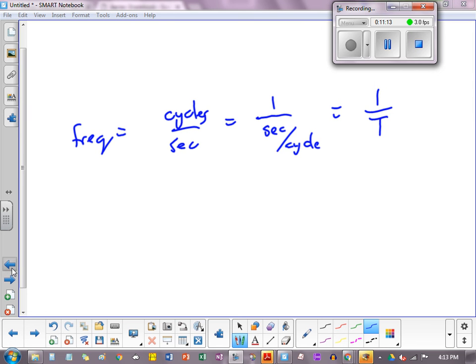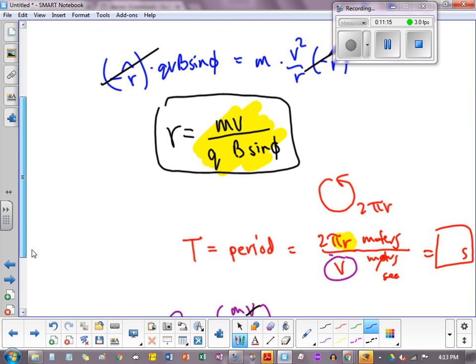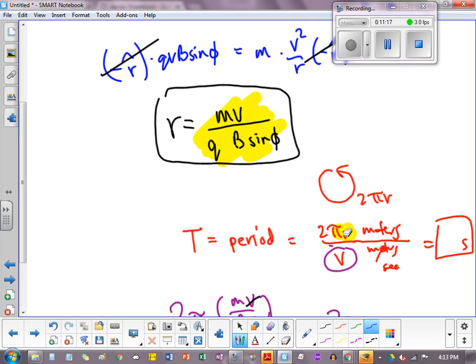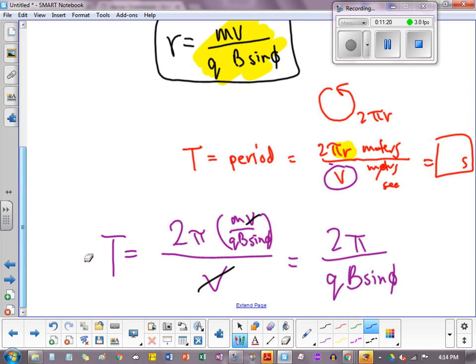which I somehow copied wrong. Let me go back one more slide real quick. We were doing this formula, and I plugged this into the yellow, and there was an m, but for some reason I forgot to copy it. It's actually right here: 2 pi m over QB sine phi. And I'm just saying, if you flip that over, you get frequency.